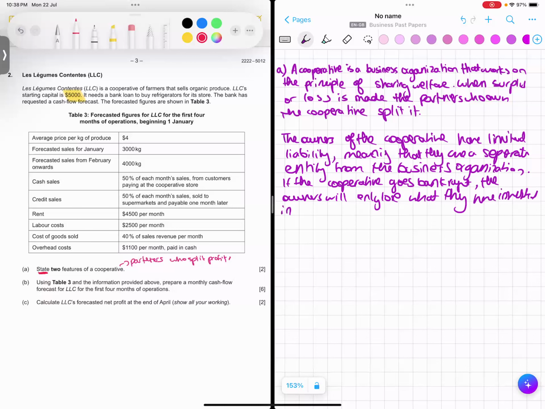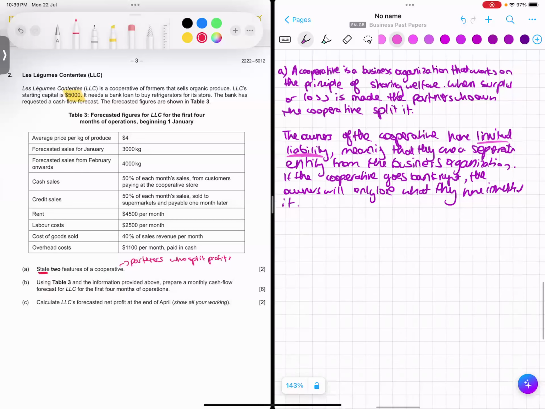So here we talked about the first one: the partners end up splitting whatever they make, whether it's a loss or a surplus. And then the owners have limited liability. This is extremely important, you guys. Limited liability is when the owners of the business and the business itself are not considered one. A case where there is unlimited liability is sole traders, but cooperatives actually do have limited liability.